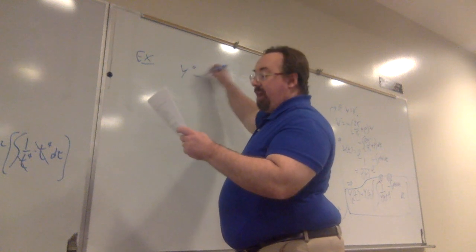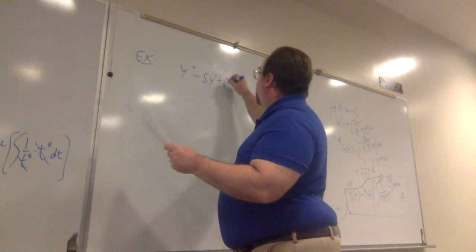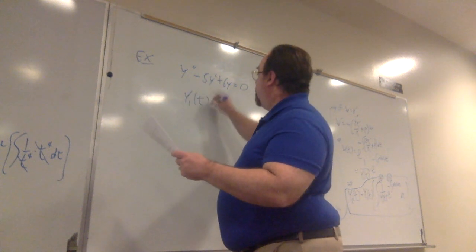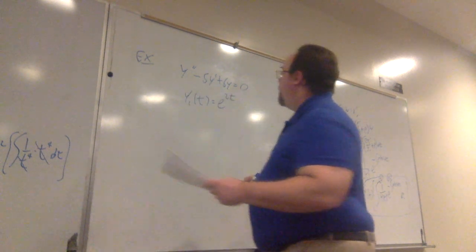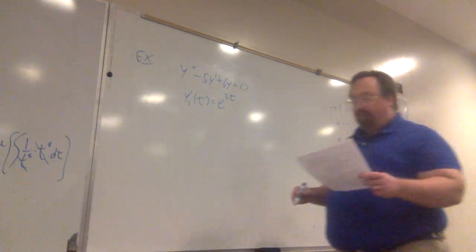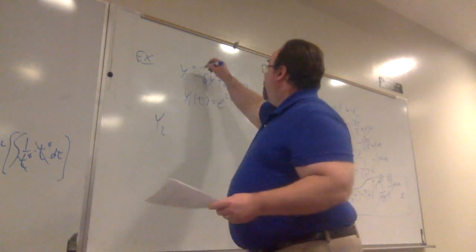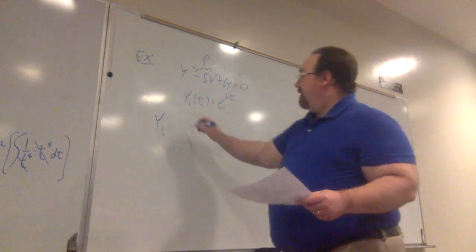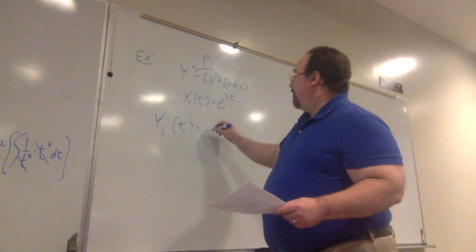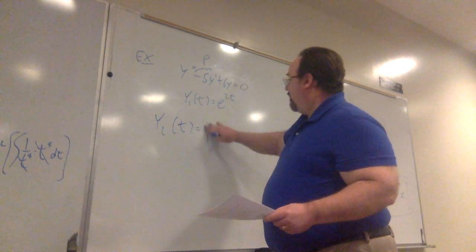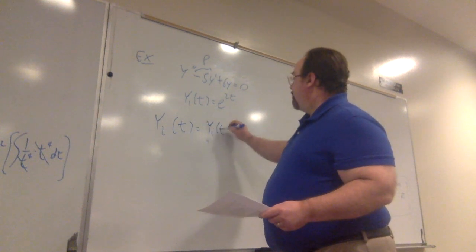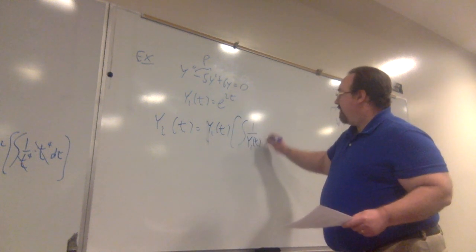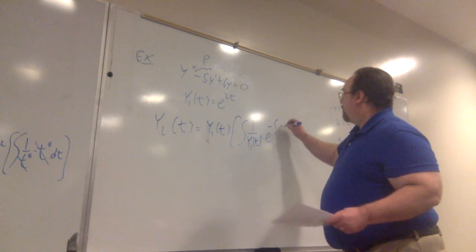Y double prime minus 5y prime plus 6y is equal to 0, and y1 given is e to the 2t. So then you find y2. So the solution formula again. This minus 5 is your p, which is a constant in this case. So y2 is, again, solution formula: y1 times the integral over y1 squared times e to the minus integral of p.